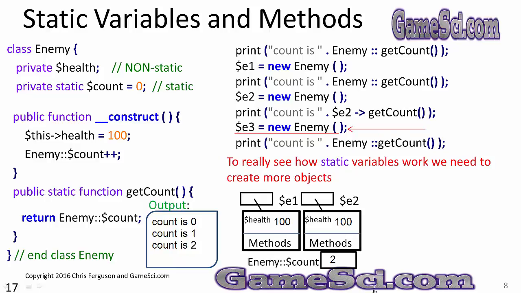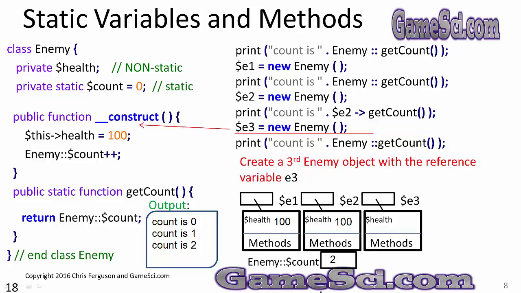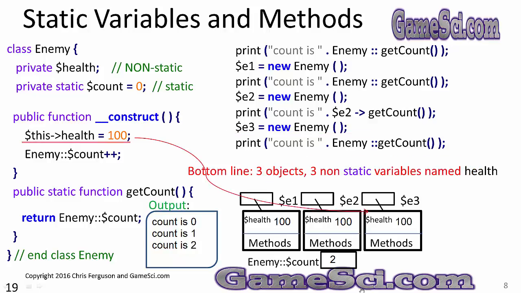Again, to really see how static variables work, we need to create more objects. Let's create a third object, E3. And what we're going to see for the non-static health variable, we'll create a third health variable. That's how non-statics work. Every object you build gets its own copy of the non-static health variable. And we'll reference that third object with the variable E3. We'll run the constructor for E3. When we run the constructor for E3, we'll go to this object's health variable. So E3's health variable gets set to 100, and 100 appears in E3's object.